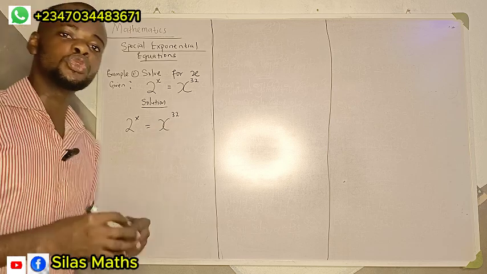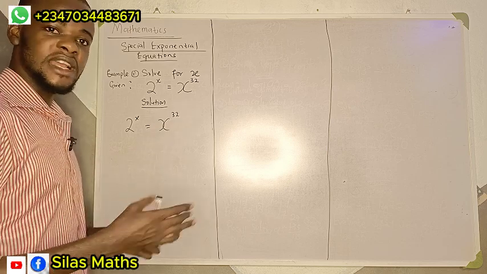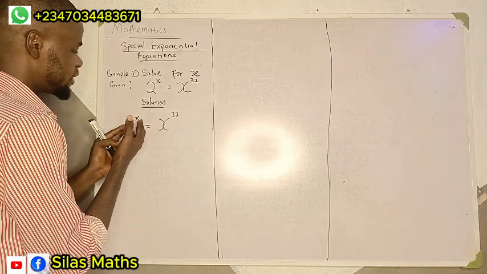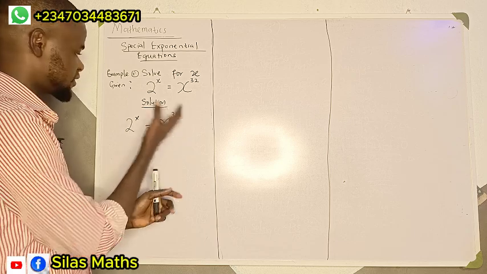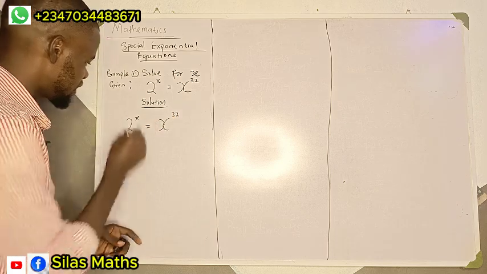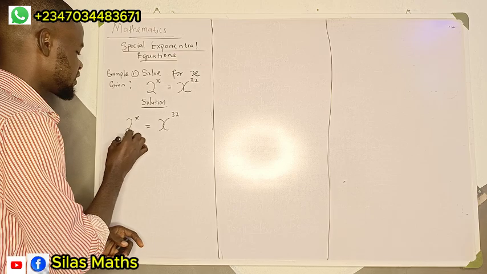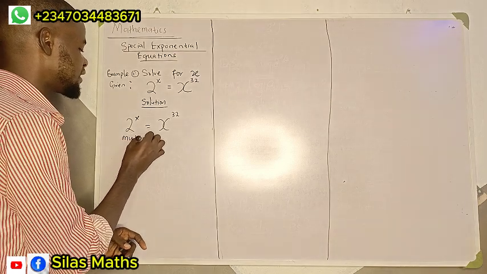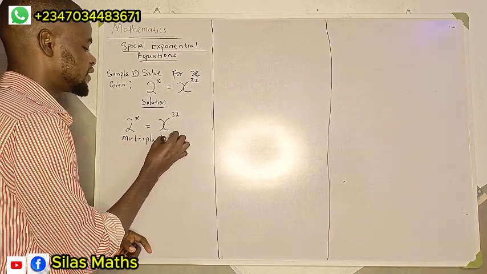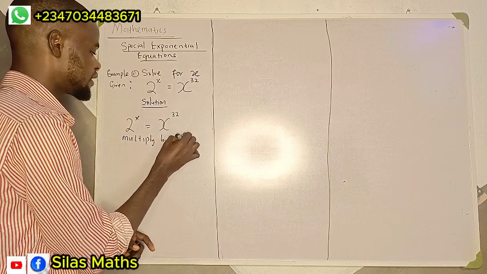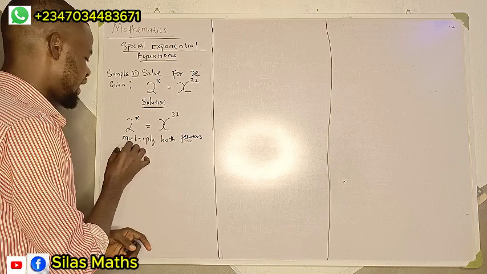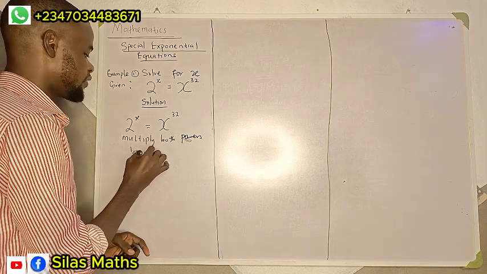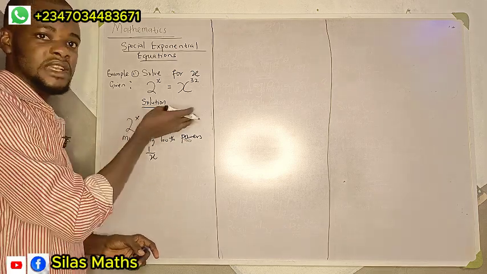Now the first thing we do is to collect like terms. Collecting like terms simply means that everything that has to do with x should go to one side of the equation, and what doesn't have to do with x to the other side. So watch as we do it. The first step is to multiply both powers by 1 over x, so that I'll push this x over to this place.